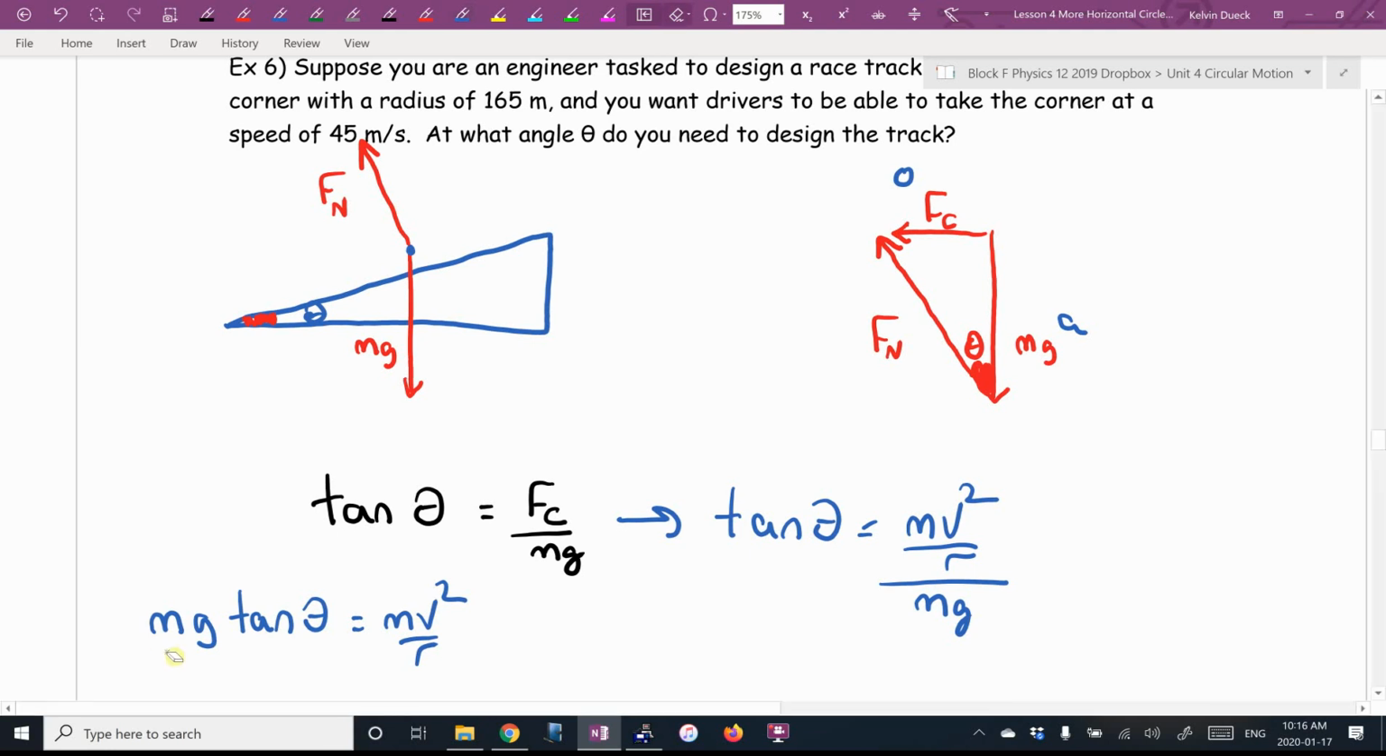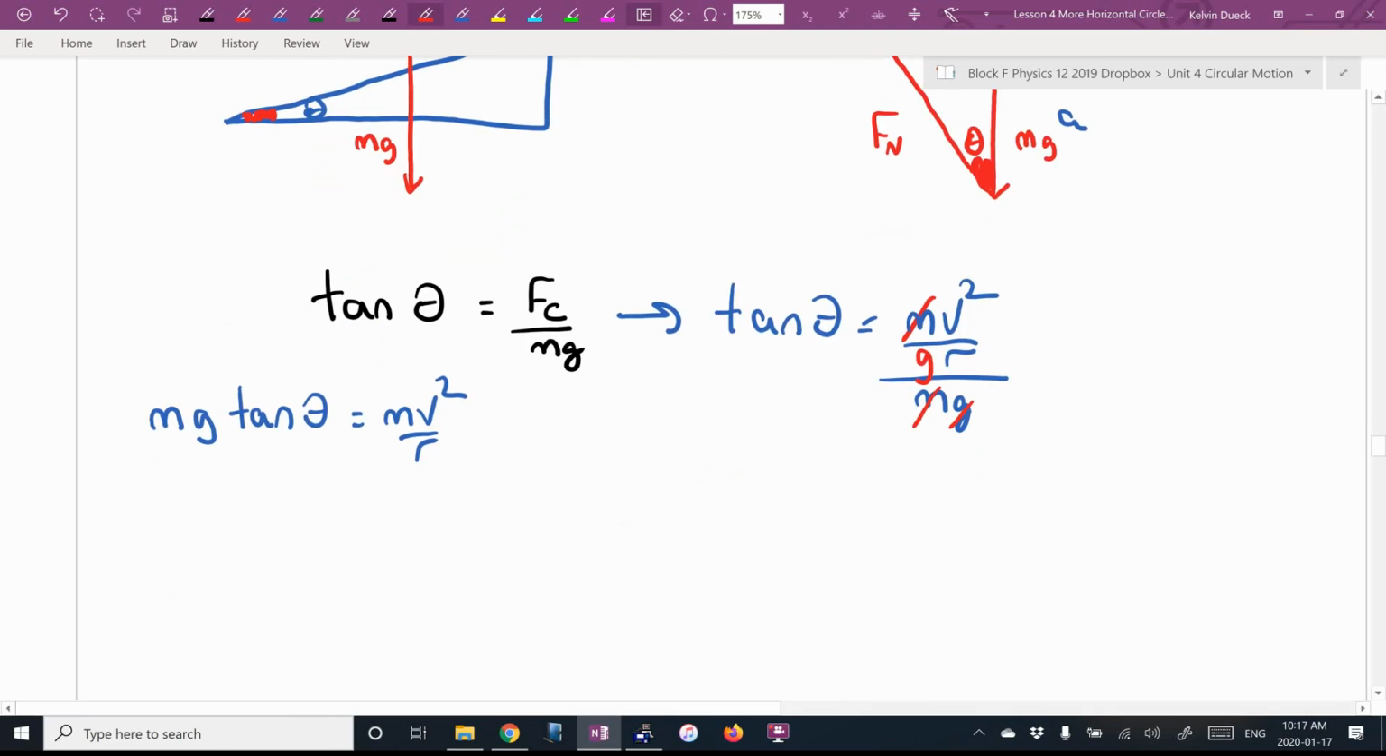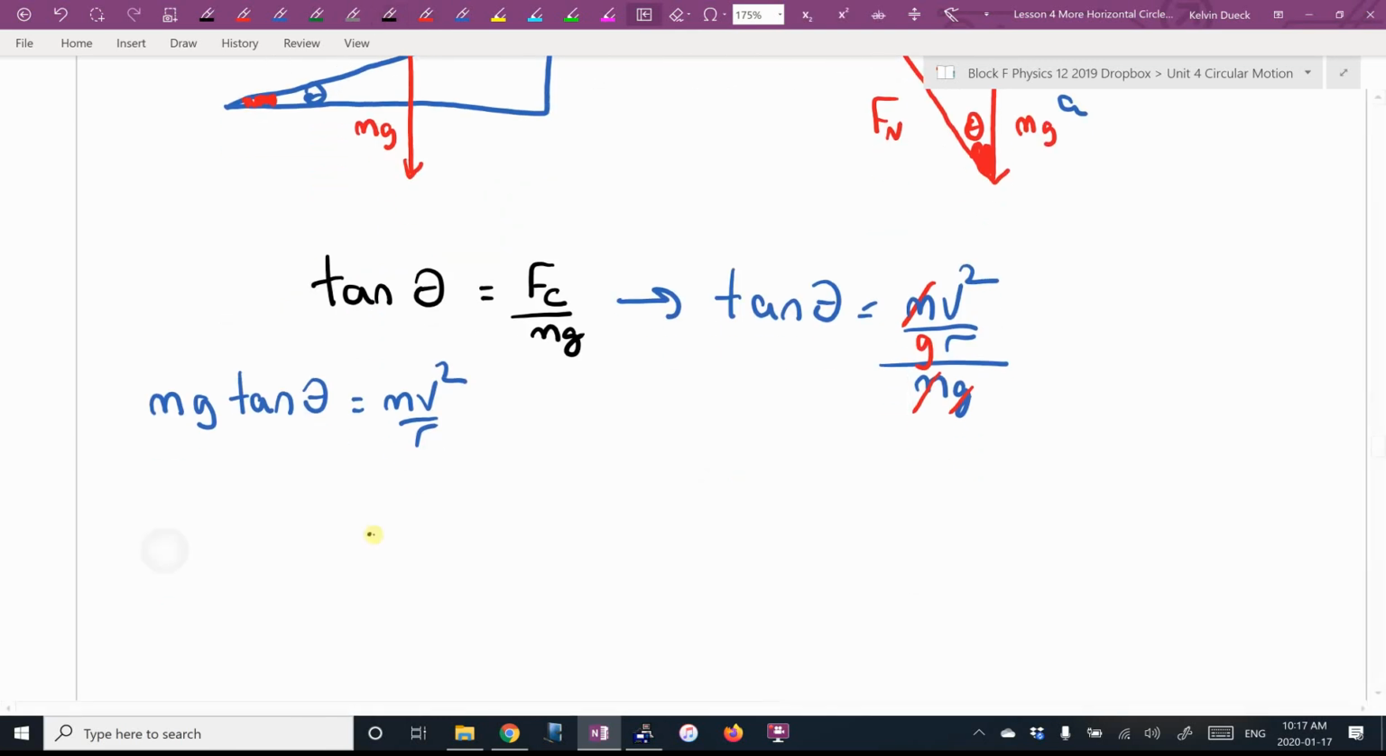Anyways, can you see the m's cancel? And the g ends up on the bottom. From this line here as well, the m's cancel, and the g just ends up there. We get a g times r, although we're not going to get the square root of g r because we're not trying to find v. We end up with this: tan theta is v squared over g r.